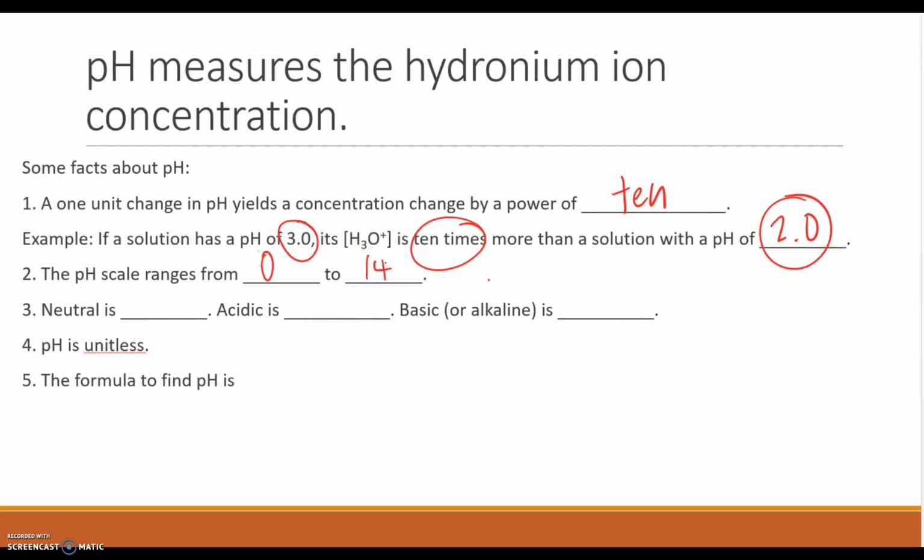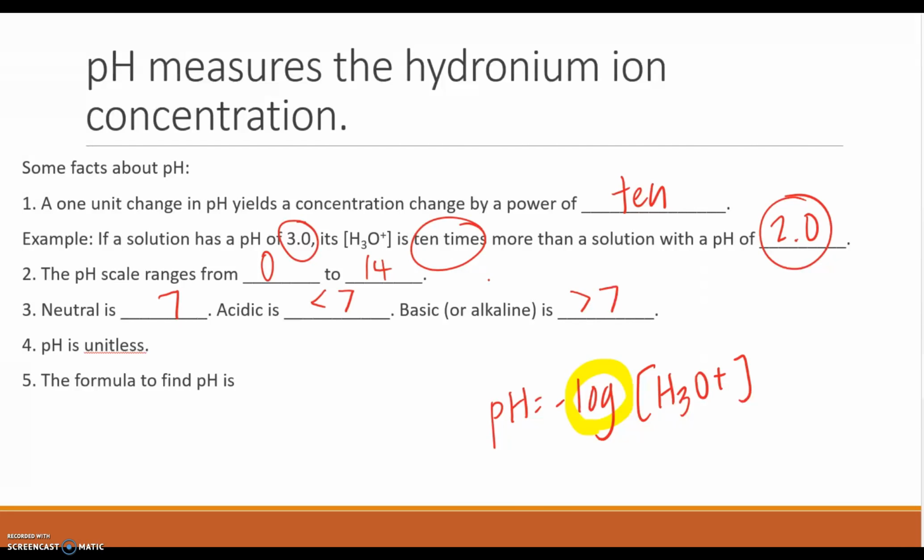Neutral, you should have read, is 7. Acidic is less than 7. Basic or alkaline is greater than 7. pH is unitless, and the formula to find pH is pH equals negative log of H3O+ concentration. And if you look at your calculator, you have a log button on your calculator. And when you get into pre-calc, you'll talk more about what actually a log is. For chemistry class, you just need to know where that button is on your calculator and know that it makes a 10 times difference in concentrations.